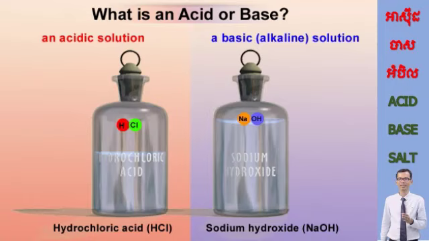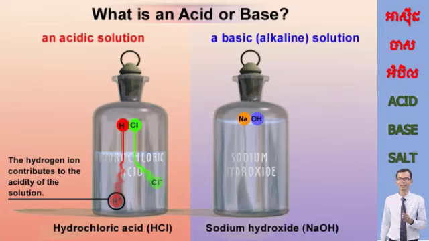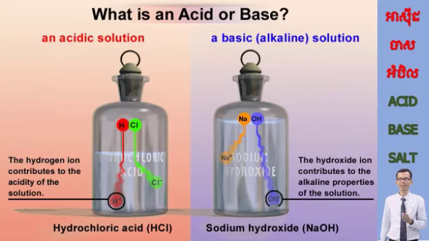An acid is a compound that donates a hydrogen ion, abbreviated H+, to solution. The release of hydrogen ions as an acid dissolves in water contributes to the acidity of the solution. A base is a substance that donates a hydroxide ion, written as OH-, to an aqueous solution. The properties of an alkaline or basic solution are due to the hydroxide ion.